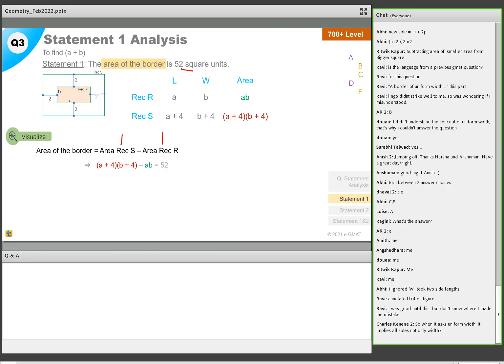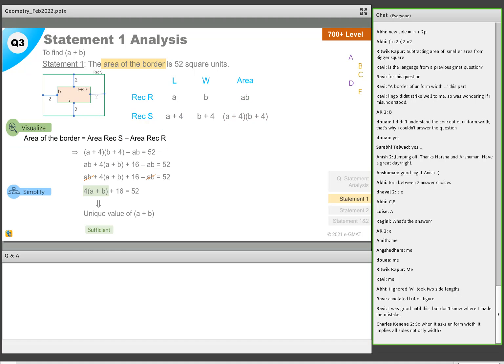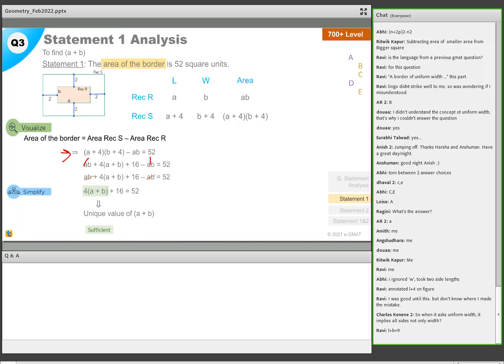Uniform width across all the dimensions, across each side. Uniform border means uniform width all across. Good question. So instead of putting w, you already know this is 4. All I had to do was a plus 4, b plus 4 minus ab. If you simplify this, your ab's and ab's will cancel out. This translates to ab plus 4a plus 4b plus 4 into 4, 16 minus ab. Your ab's cancel out. You are left with 4 into a plus b plus 16.